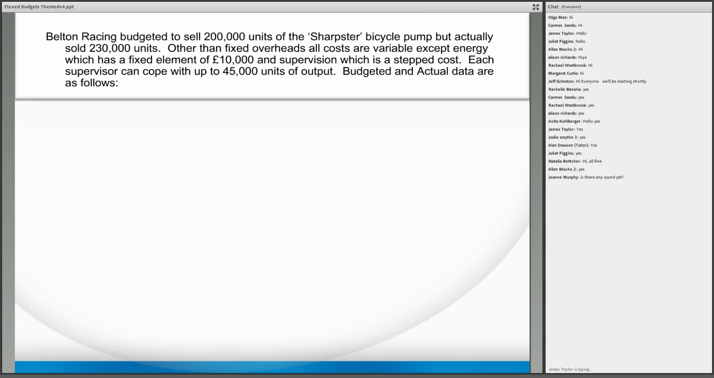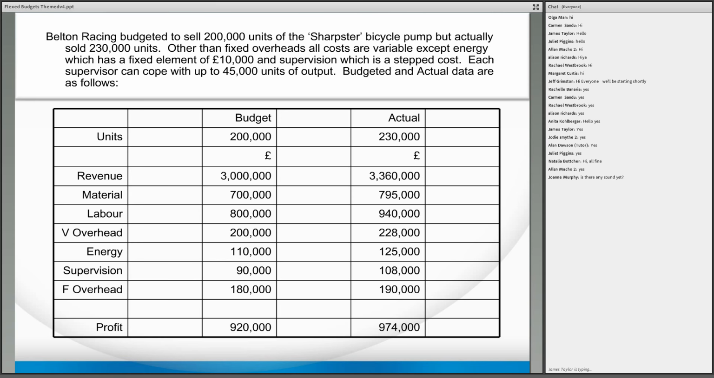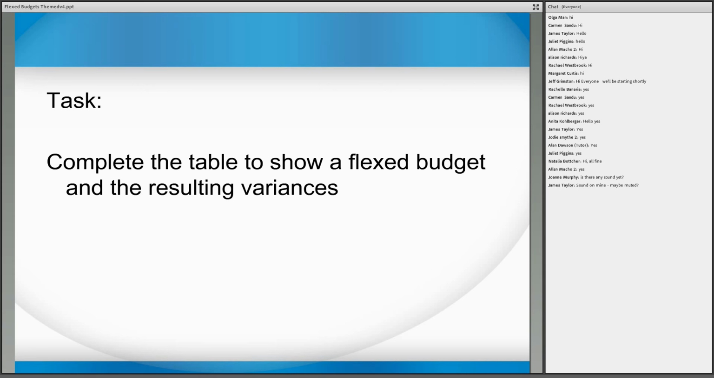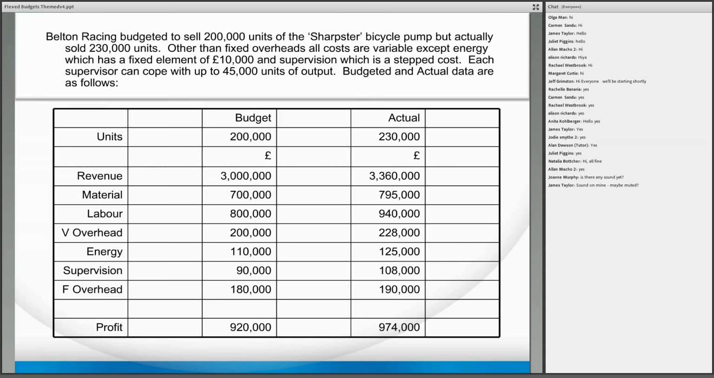We're told furthermore that each supervisor can cope with up to 45,000 units of output, and the budgeted and actual data are as follows. So there we go, our original budget is for 200,000 units. There are the expected revenues and costs and the expected profit, and then we're given the actual units and the actual revenues and costs. So what do we do next? The instruction is simply to complete the table to show a flexed budget and the resulting variances. And it's at this point that most people go wrong.